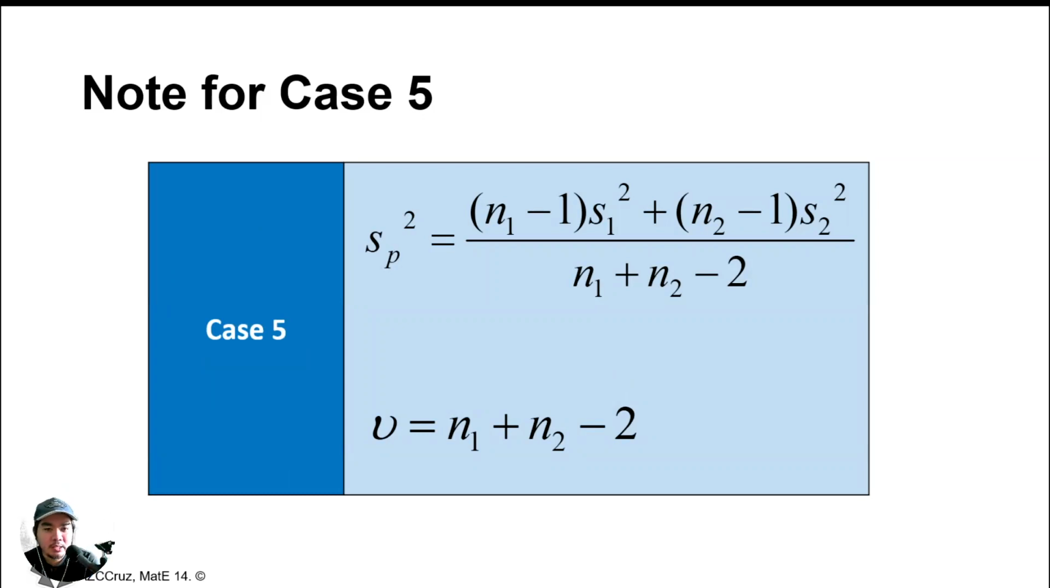mahirap i-solve yung variance natin. This is equal to n1 minus 1 times s1 squared plus n2 minus 1 times s2 squared divided by n1 plus n2 minus 2.